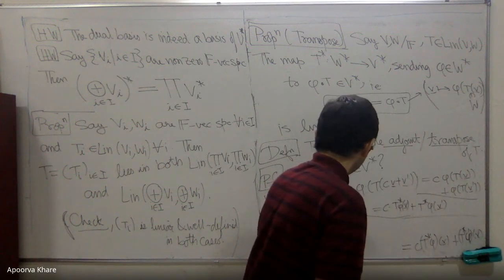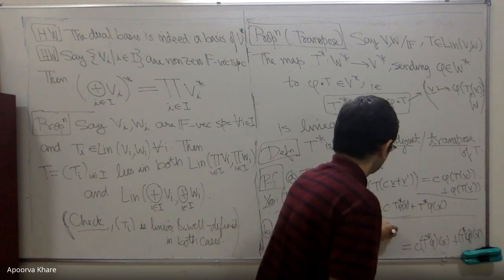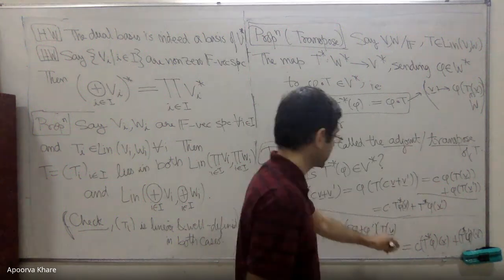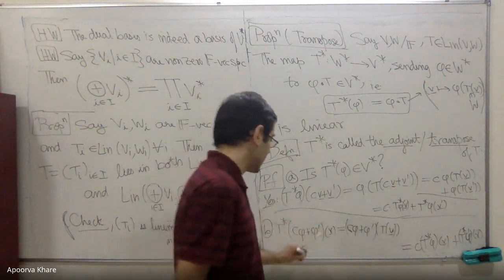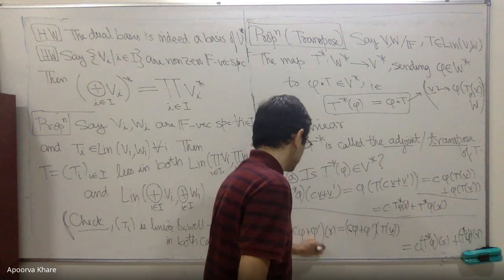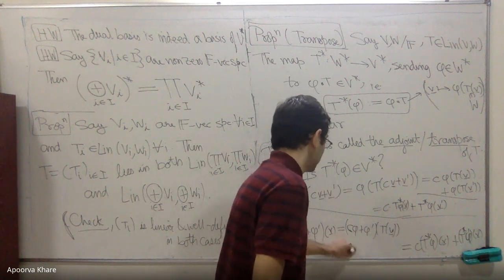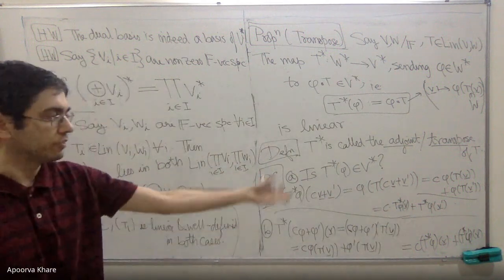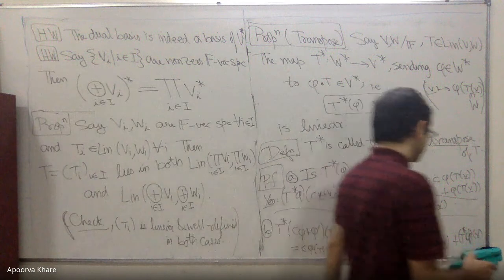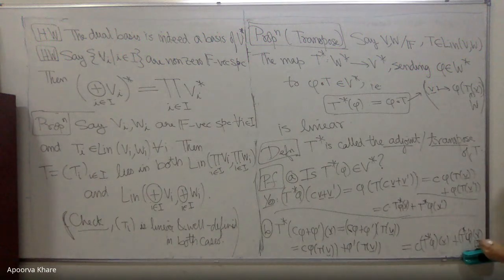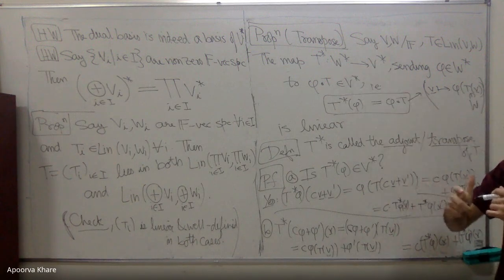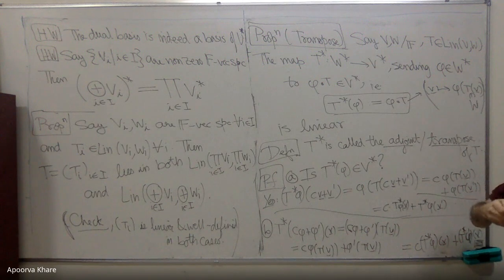This is C phi plus phi prime of T of V. On the other hand, now this is linearity in the functional space. By the definition, that is equal to C phi of T of V plus phi prime of T of V. And that is exactly equal to that. Phi of T of V is this. So it's literally a notation change. Anyway, this map T star is indeed a linear map from W star to V star, and this linear map is called the transpose.